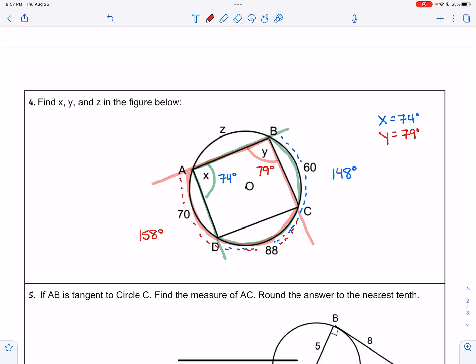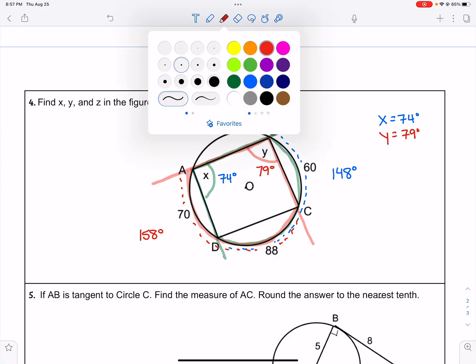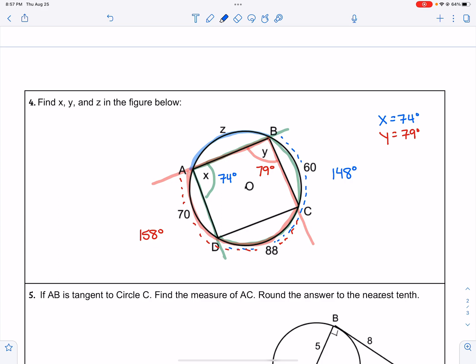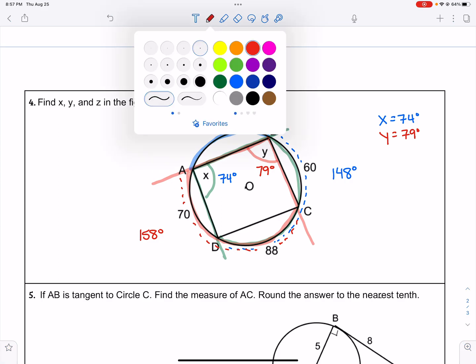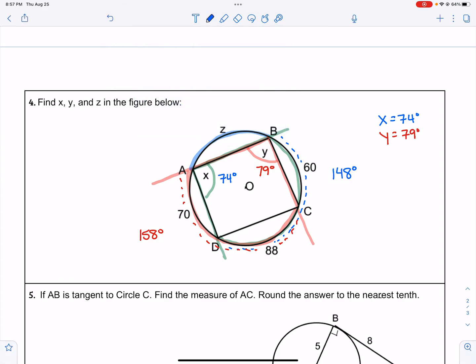All right, and then we need to figure out Z. So Z is just the last arc in the circle that we haven't found yet. So Z is the measure of arc AB. So notice we have all of the rest of these arcs, and so we're able to just take those and we could either add them up first and then subtract from 360, or we could take 360 and subtract each of them and get the same thing. So let's see. We know that these two are 158 already. We just figured that out on that last step. And then that one is 60. So 158 plus 60 would be 218. And then Z would need to be 360 minus 218, which would be 142. All right, so we found X, Y, and Z.